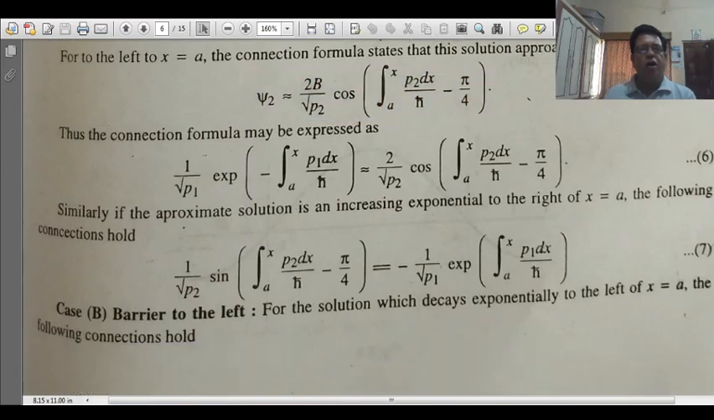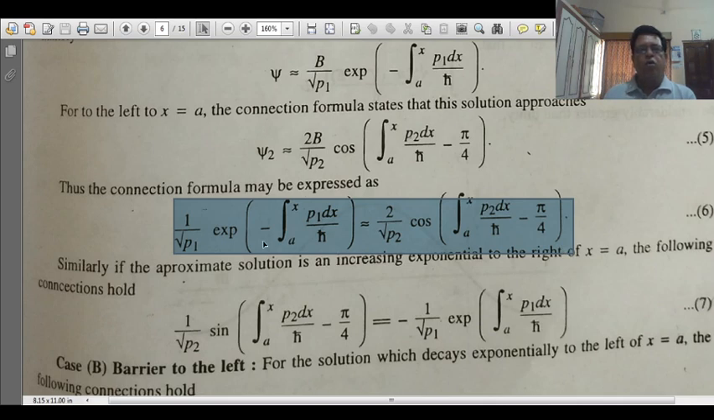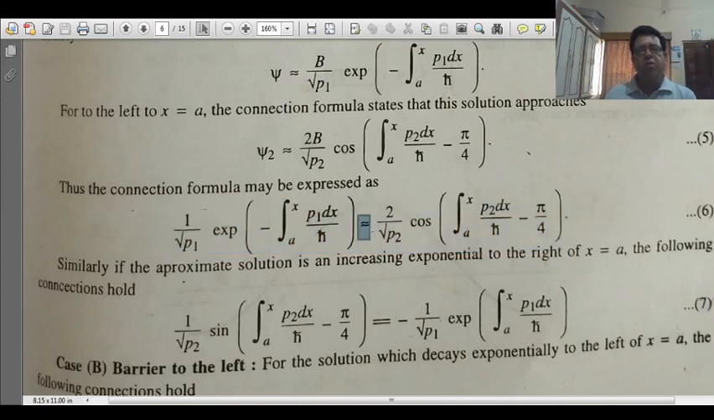Now the connection formula may be expressed. Both functions should be equal: this is the first function and this is the second function. So b from both sides cancels, and the remaining terms are 1 upon under root p, exponential minus integral a to x p1 dx upon h-cut, equal approximately to this term.